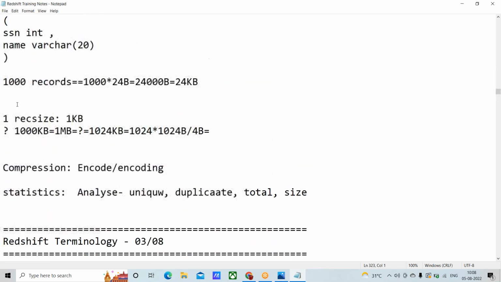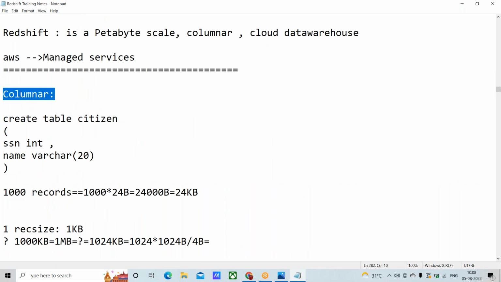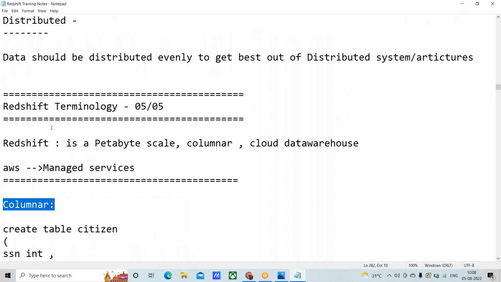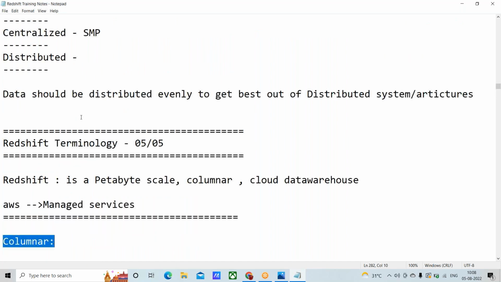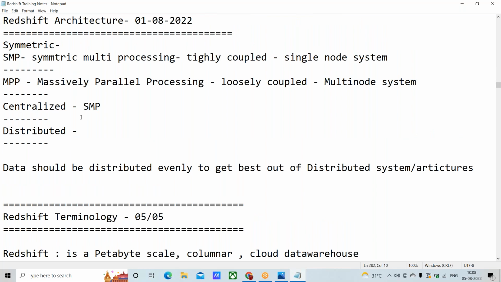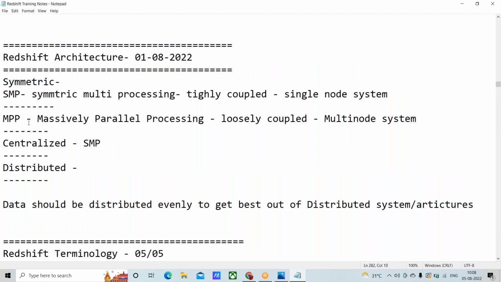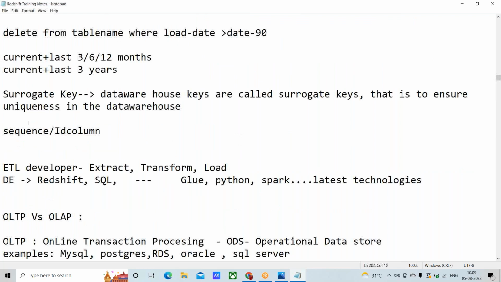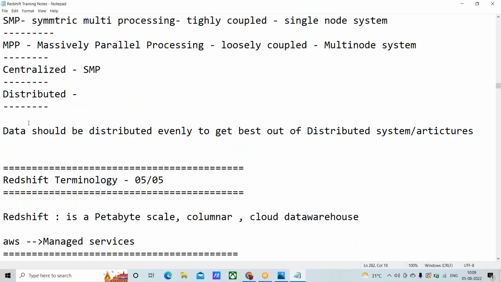So now let's come back. We have seen columnar, and what is Redshift? Redshift is a petabyte scale columnar cloud data warehouse, right? And we also said that the leader node will come up with the best plan. How will it come up with the best plan? Based on the available statistics, I said. Do you remember? Redshift will come up with the best plan based on the available statistics.